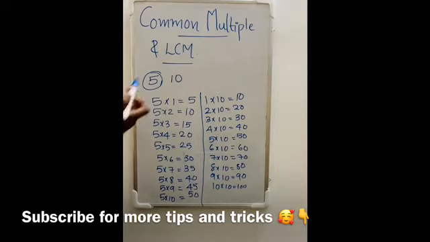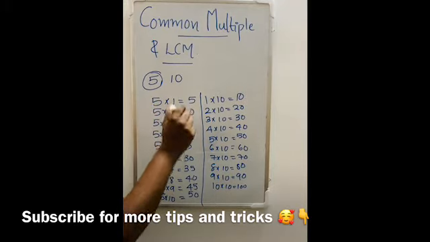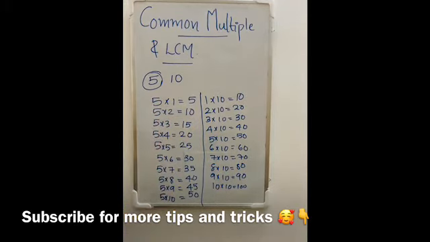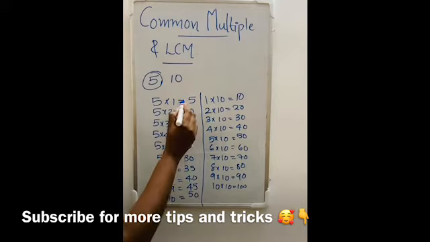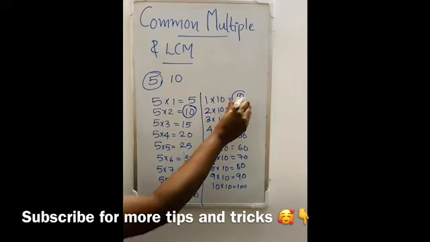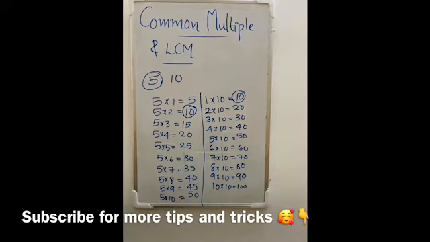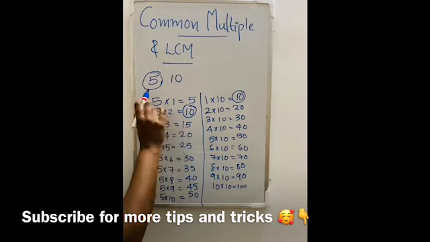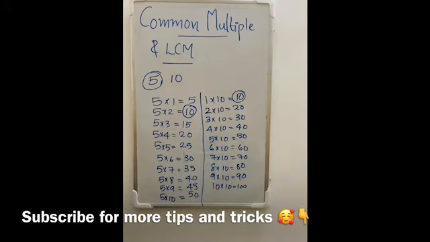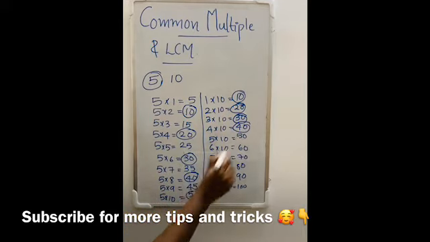So next let's find the common multiple. Common multiple means the multiple that is present in both 5 and 10. So let's check. The first one is 10, right? So the first common multiple is 10. Why? Because this 10 is present in 5's multiples and in 10's multiples, right? So this is a common multiple. Similarly, we can see 20 is a common multiple and 30 is a common multiple, 40 is a common multiple and 50 is a common multiple.